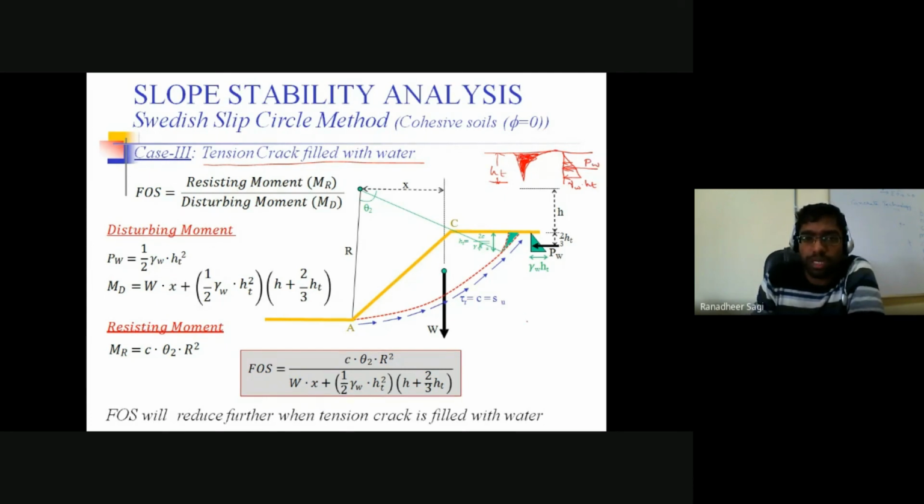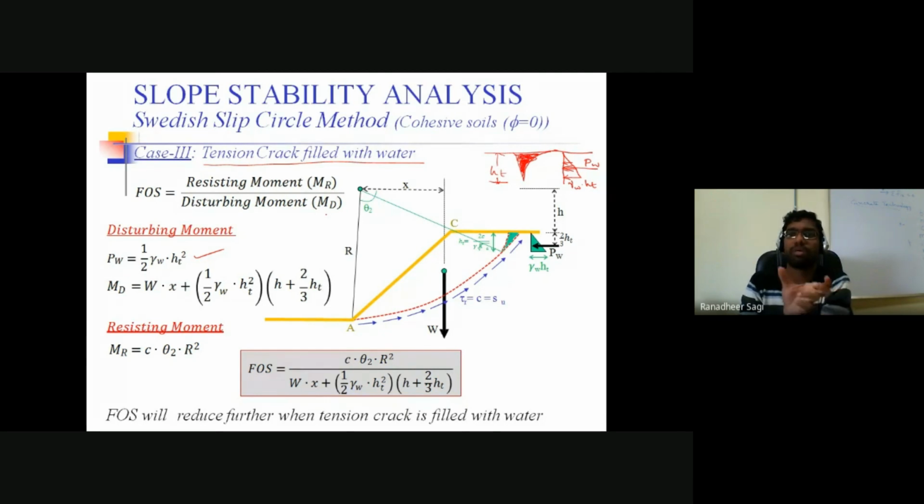Now, what is this PW value equal to? If you look here, the PW value is nothing but the area of that pressure distribution diagram. So the area is nothing but half into the height of that crack, HT, into the maximum base value of that triangle.